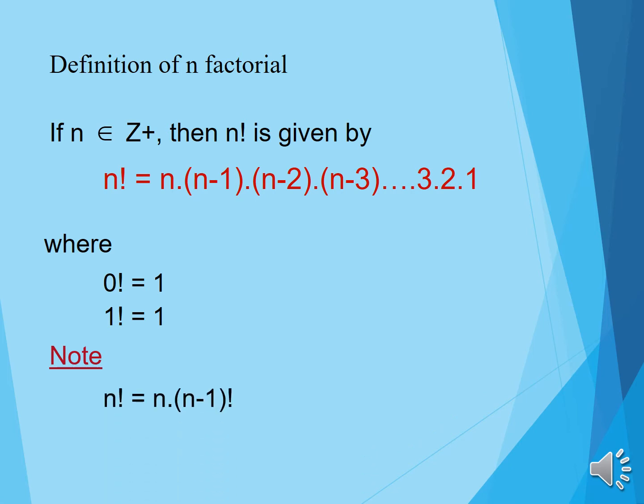Note that n factorial equals n times n minus 1 factorial. n factorial equals n times n minus 1 times n minus 2 factorial.